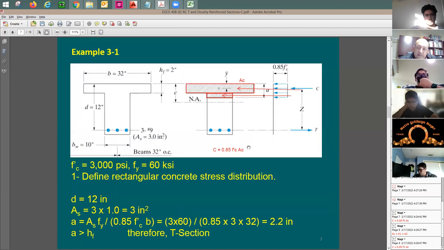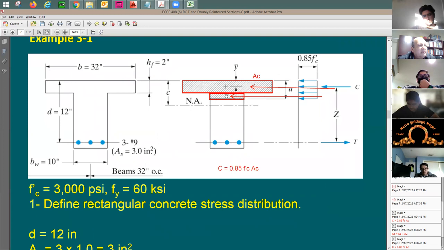You cannot. This is a very good discussion. It's a little bit earlier, but this is fine, I can go through it now. You see here your analysis for this? So what does it mean? How much of the web are we taking here? How much is the depth of the web exposed to compression? 0.2 inches. Great, 0.2 inch.